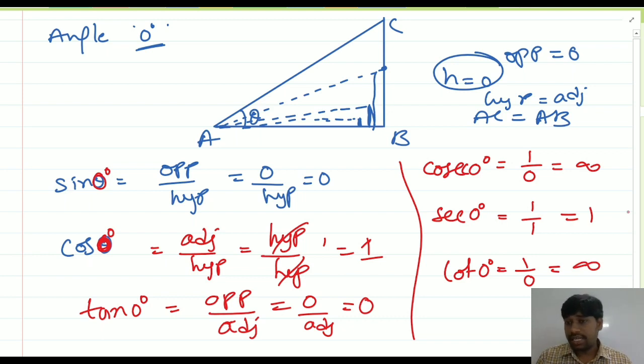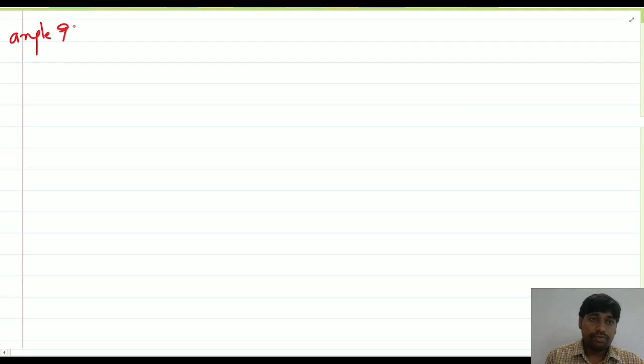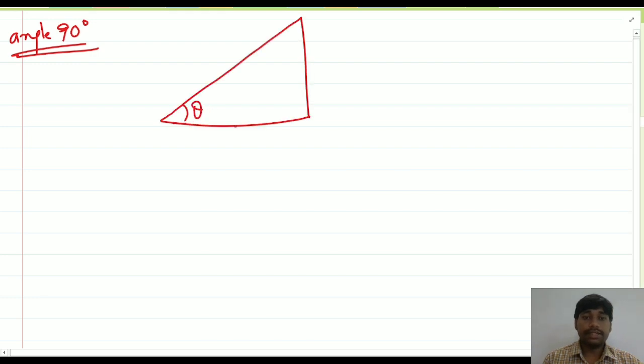What about the right angle? Right angle, that is for 90 degrees. For the angle of 90 degrees, if you see, basically the triangle will be like this. Okay, this is some acute angle here, this is adjacent, this will become what?